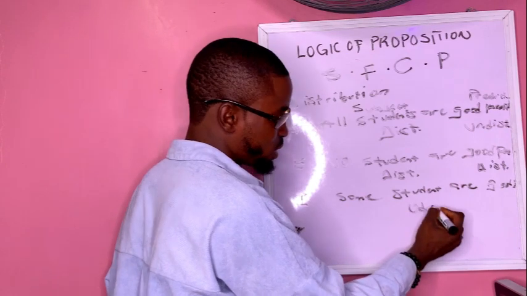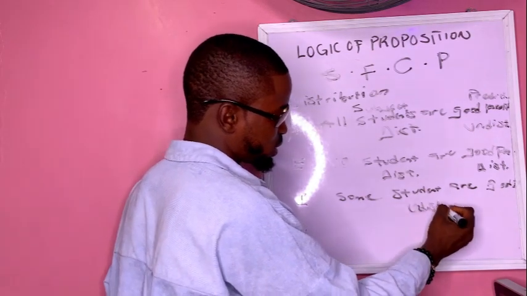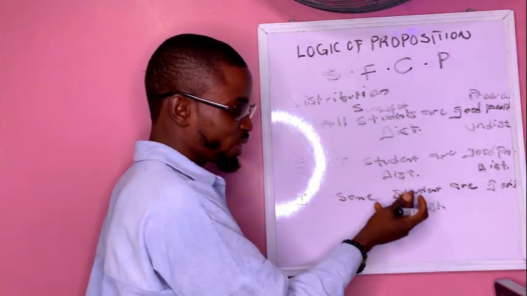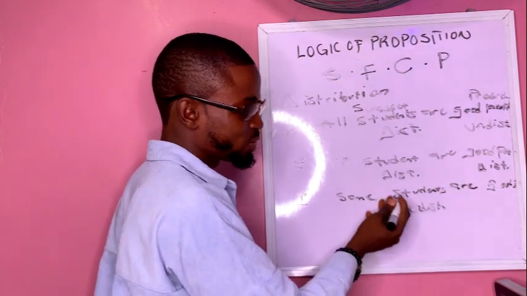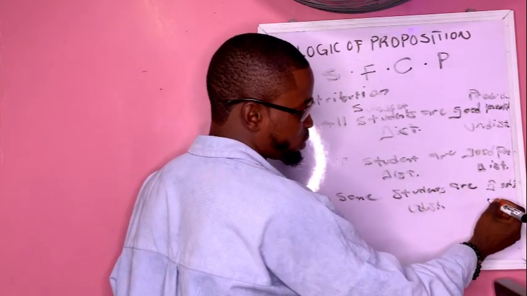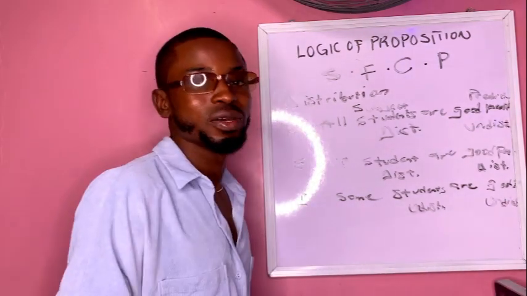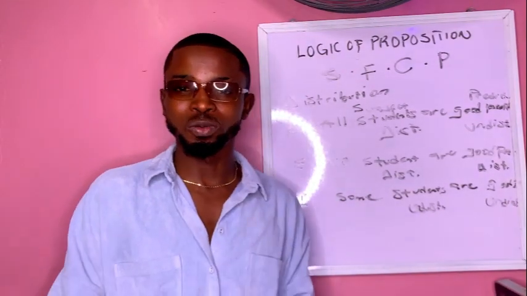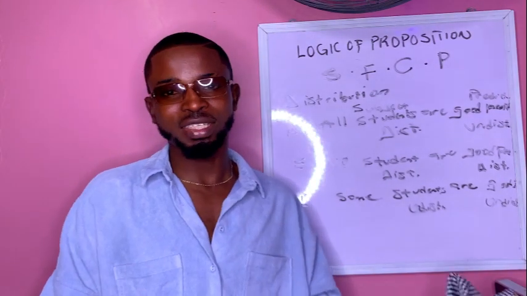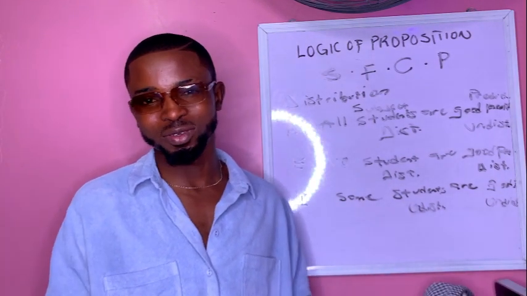Undistributed. The subject term is not making reference to all the students. It's only saying some of them are good people. Then the predicate term is also undistributed because it does not even say anything about good people. It only says that some students are good people. That doesn't mean all good people are students, so it doesn't make sense.